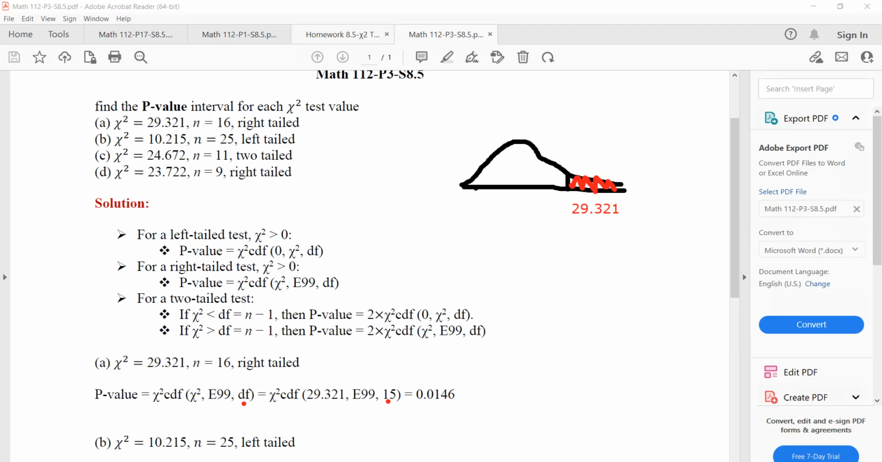So it's second distribution, chi-squared CDF. For me, that's number 8. Be careful, chi-square PDF is right above it. You want the one with the CDF. I already did it, and I already got 0.0146. Good job. Nice job.